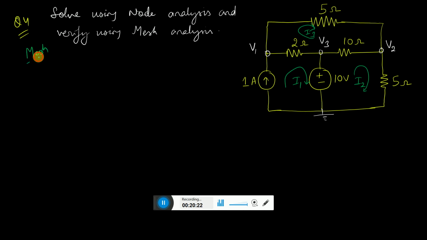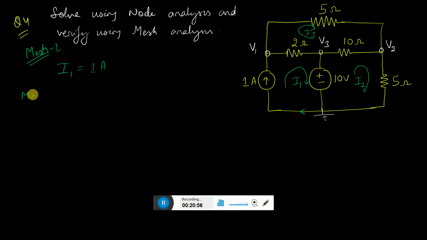So using mesh analysis, at mesh 1, the first mesh, applying KVL, Kirchhoff's voltage law. Our assumed direction is like this, but the good point is that I do not need to go for KVL here, because in this mesh there is a current source. In this wire, whatever current flows is I1, and that is also 1 ampere. So directly I can write I1 is equal to 1 ampere. I got the value of I1 directly.